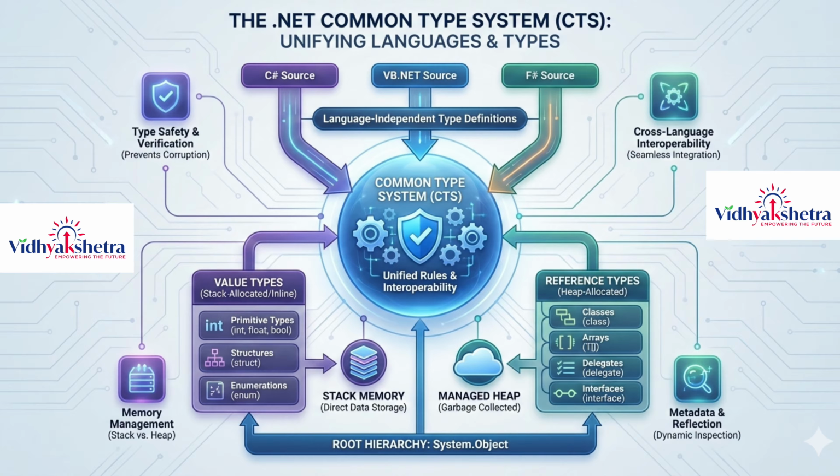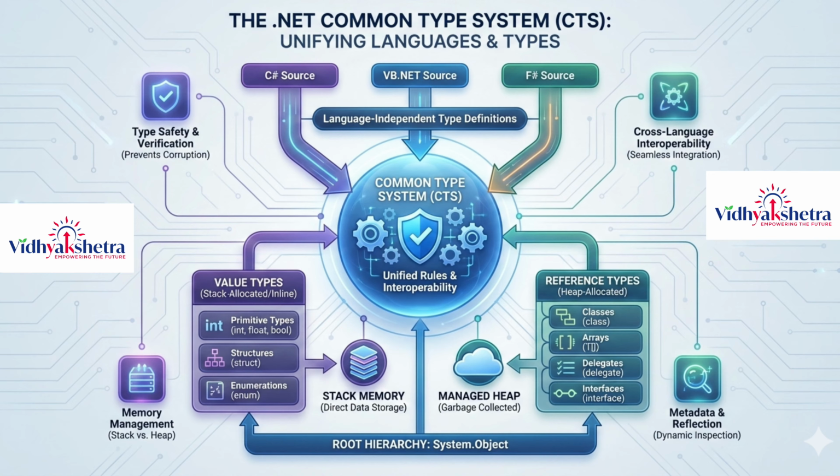Another critical aspect of CTS is type safety. Type safety means that operations are performed only on compatible data types. CTS enforces strong typing at runtime, ensuring that an object cannot be treated as a different type unless explicitly allowed. This prevents memory corruption and illegal operations, making .NET applications more stable and secure.